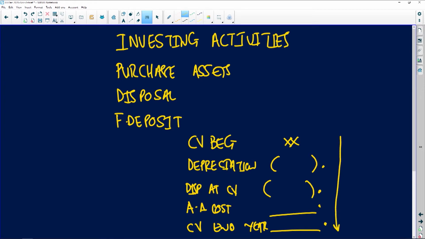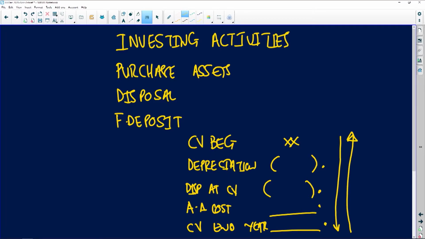Right. However, if you're working bottom to top, depending on what information is given to you, I'm emphasizing that, depending on what is given to you in the question paper or the question that you are dealing with. If you're working from bottom to top, remember it's a reverse operation. That means you're going to subtract your additions at cost, you're going to add your disposals, you're going to add your depreciation, and you're going to subtract your carrying value at the beginning of the year. So please, guys, very important. Look at how you're working.